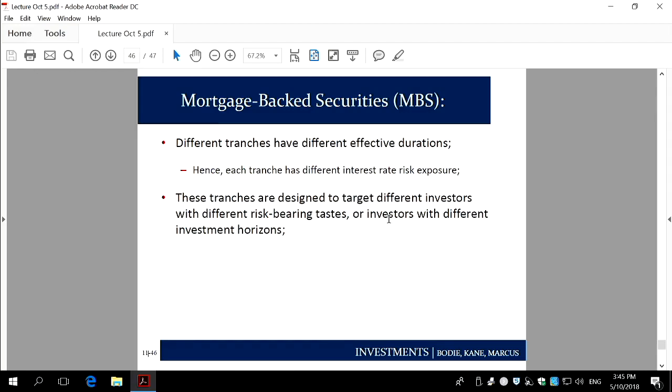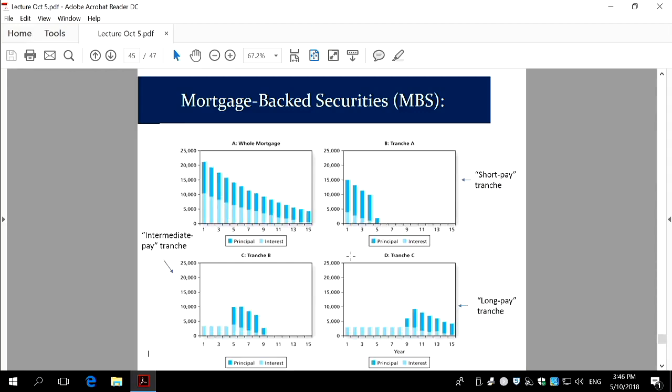And also, investors have different investment horizons. If you need money in 3 years, but another investor needs money in 15 years, we have different investment horizons, right? If you need money in 5 years, you are going to buy a tranche like this. You will make a portfolio of securities like tranche A. But if I am a long-term horizon investor, I'm going to buy a security like the long pay tranche.